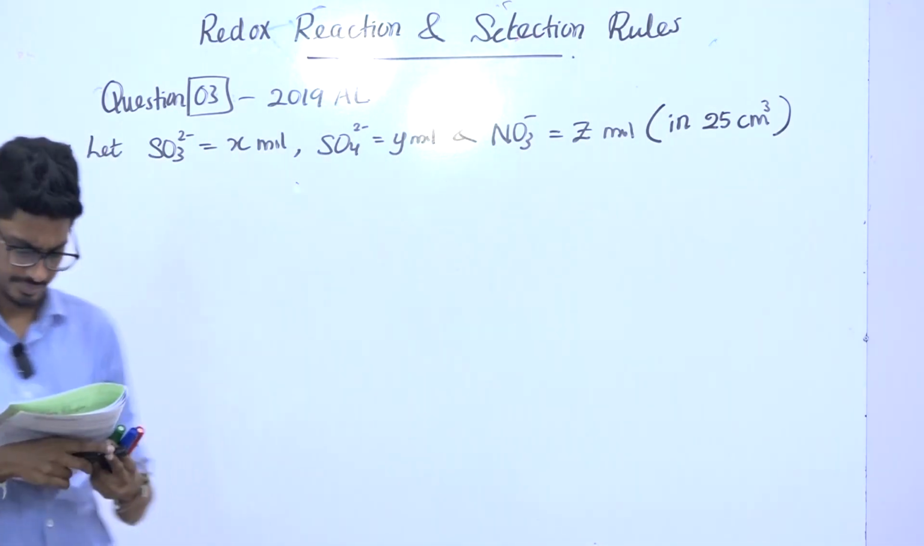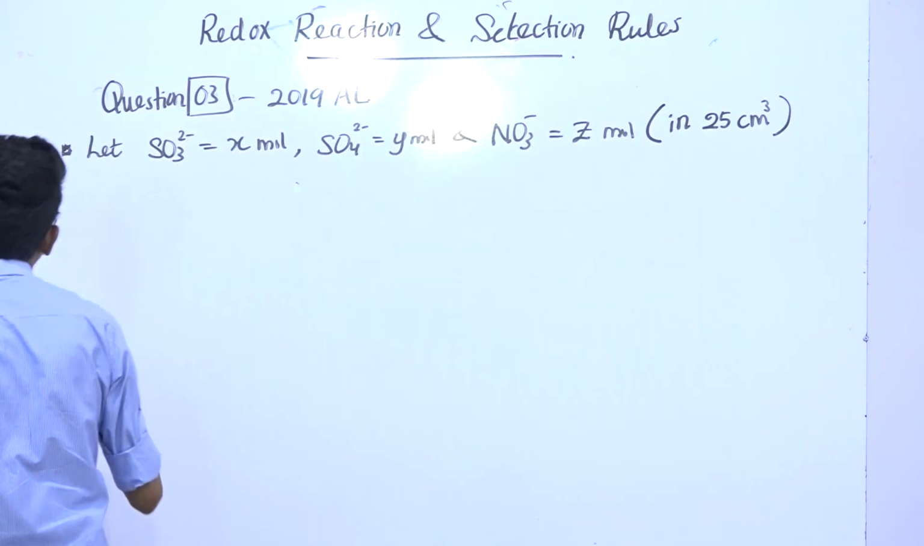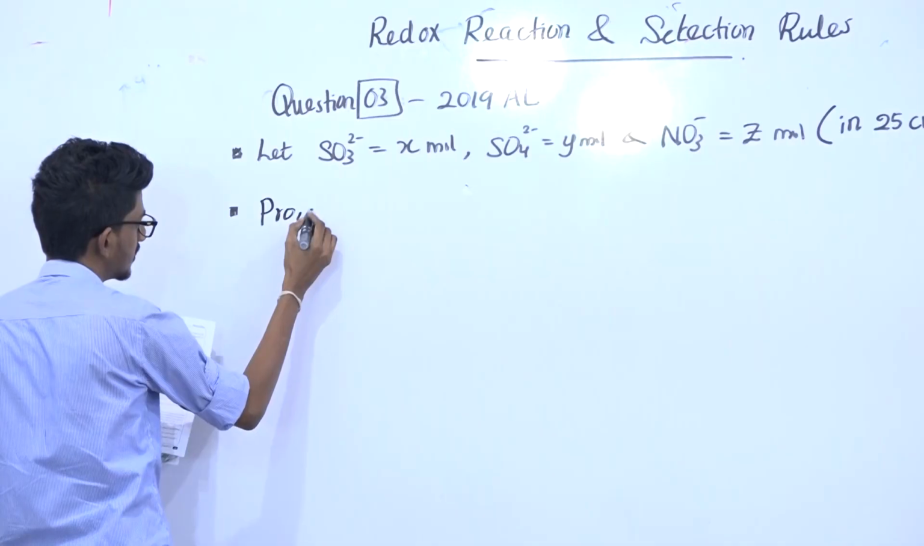Okay. So next we are supposed to come up with the chemical equations and the simultaneous equations using the data points, right? So first the procedure 1.